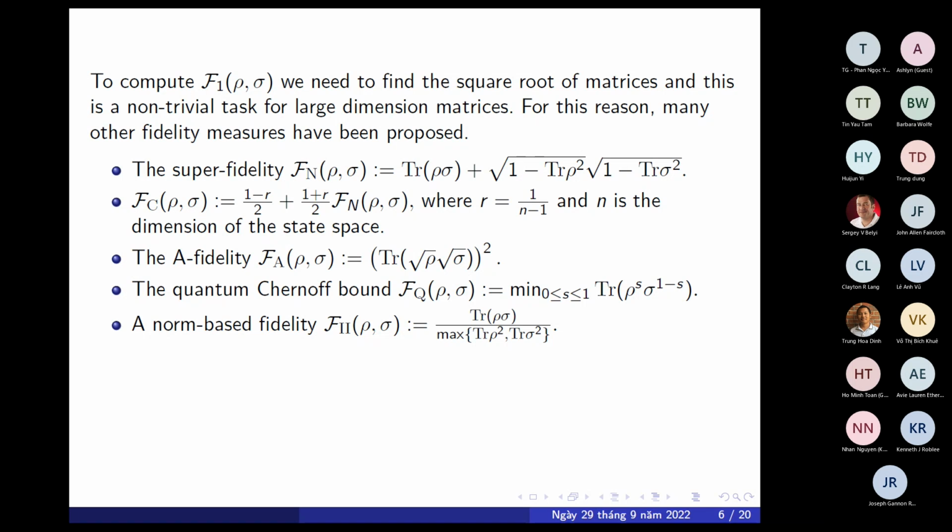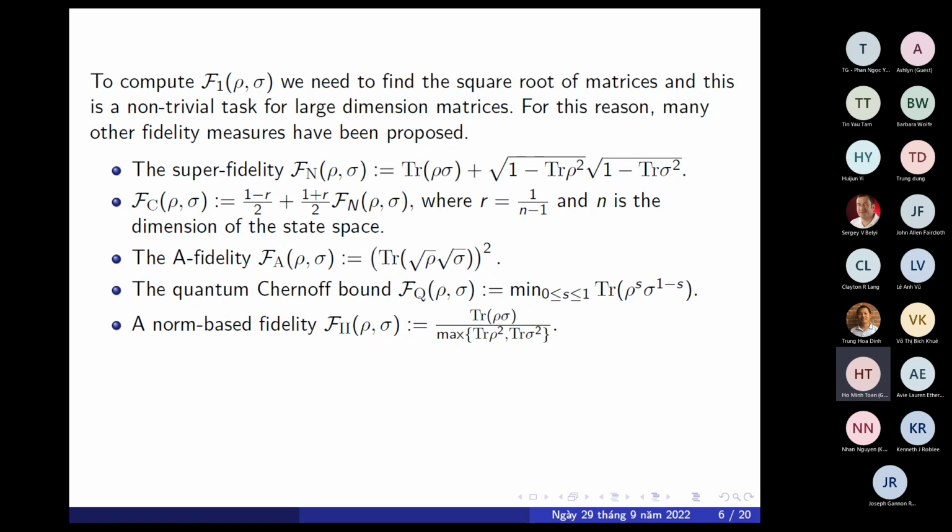Okay. So there are other fidelities they also discussed. I introduced this fidelity in the first paper in the reference list at the end of this talk. You can see the paper. It appeared in the Journal of Physics.